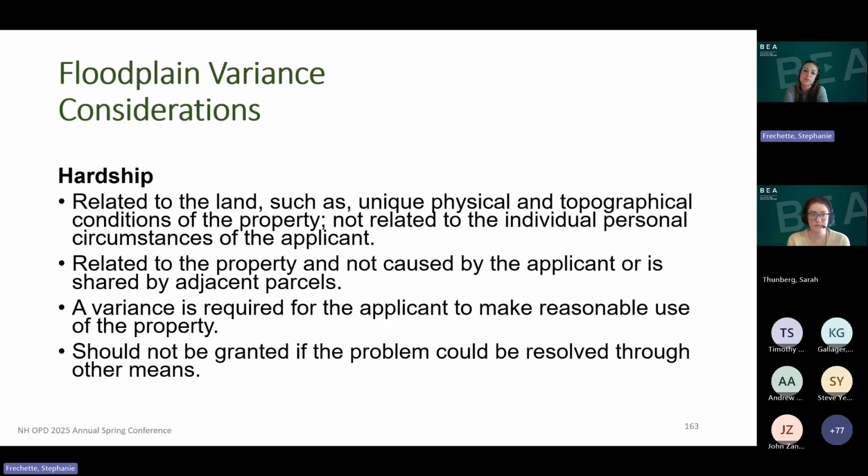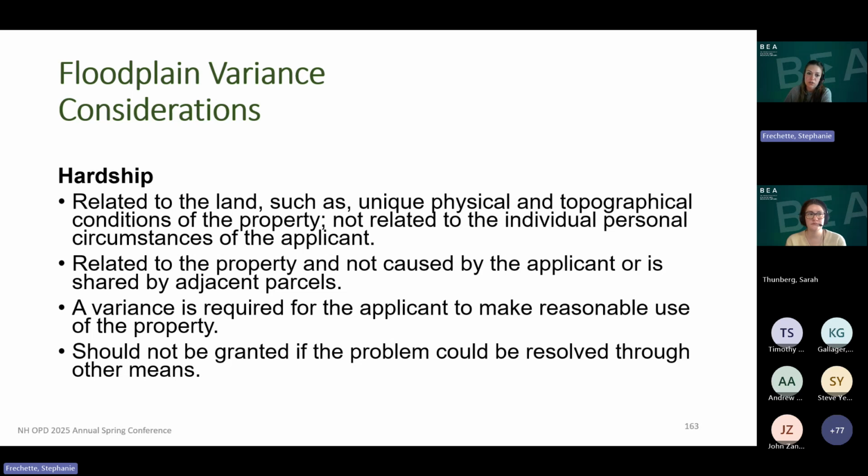There are specific variance criteria in our state statute, and here we'll talk about the criteria as it relates to floodplain management. The next few slides will discuss consideration in terms of the hardship, increased risk, minimum action, and the key issues for communities to consider.